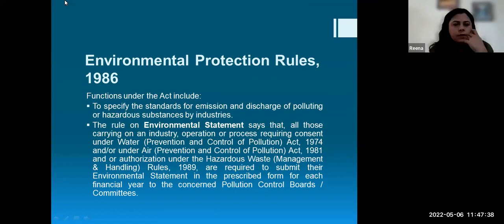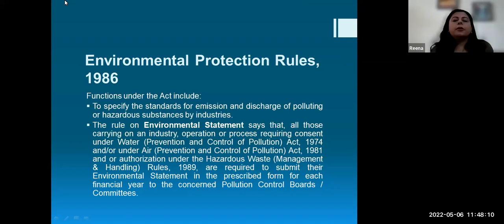Last time also I had discussed that all industries are required to give an environmental statement at the end of the financial year, where they have to give the details regarding the industry operation processes and its consents under the Water Act, Air Act, and hazardous waste management rules, and submit that environmental statement in the prescribed format of Form 5 for each financial year to the respective pollution control boards.